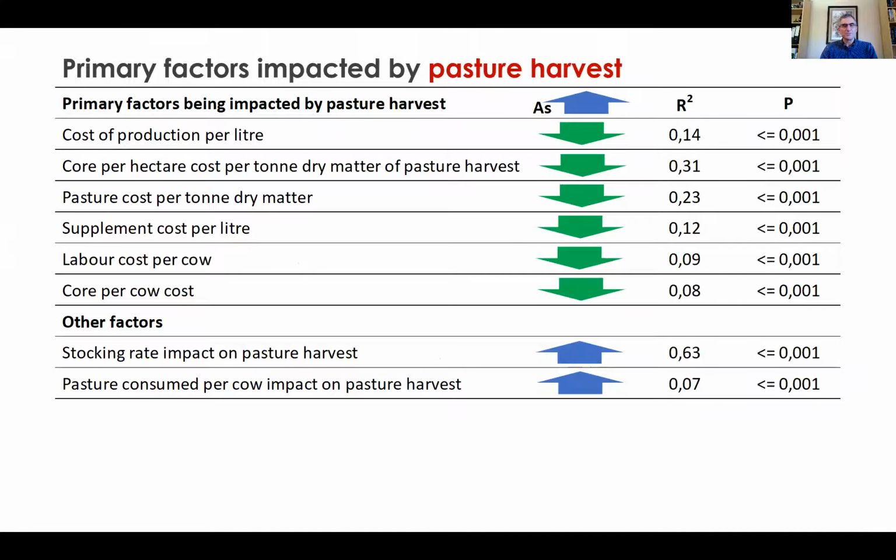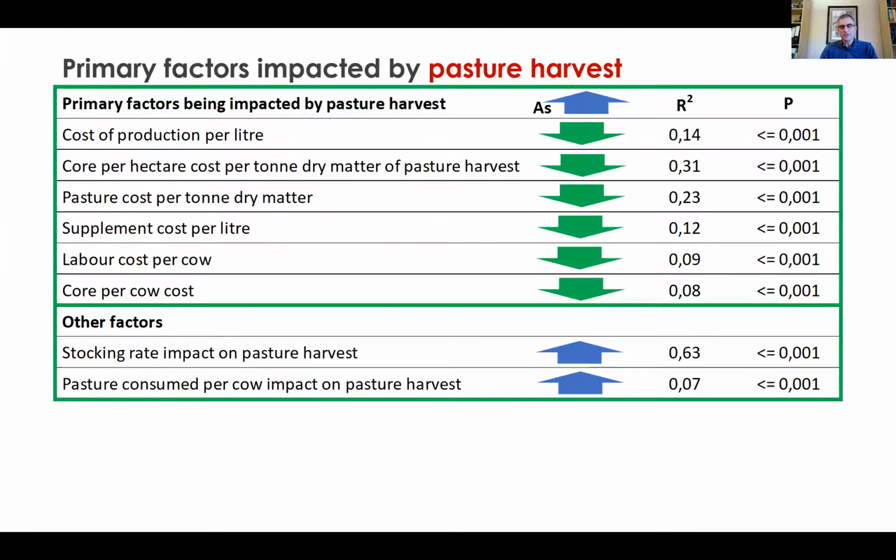This table outlines the impact of increasing pasture harvest. In summary, the primary impacts of increasing pasture harvest on the performance of a pasture-based dairy business are from lower pasture cost per tonne dry matter, lower core per hectare cost per tonne dry matter of pasture, lower supplement cost per litre, lower labour cost per cow, and lower core cost per cow. Changes in these ratios combine to lower the cost of production.